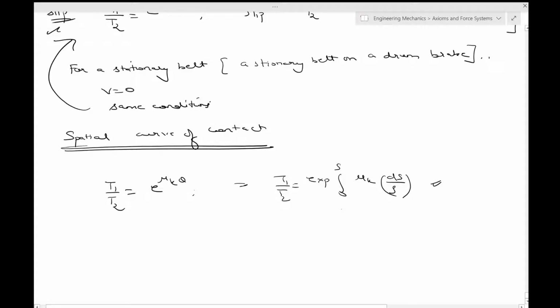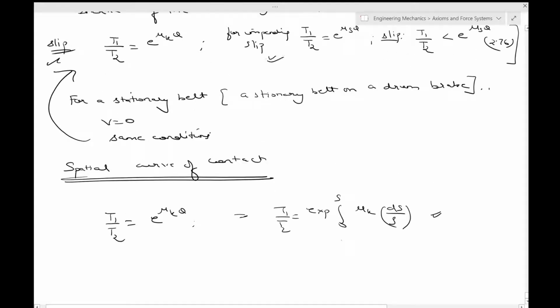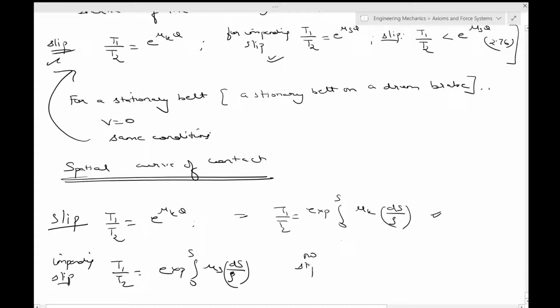Or this would then become T1 by T2 is equal to exponential of the integral from 0 to s of mu s ds by rho. So this was for slip, this was for impending slip, and for no slip, you have T1 by T2 less than the exponential of the integral from 0 to s of mu s ds by rho.